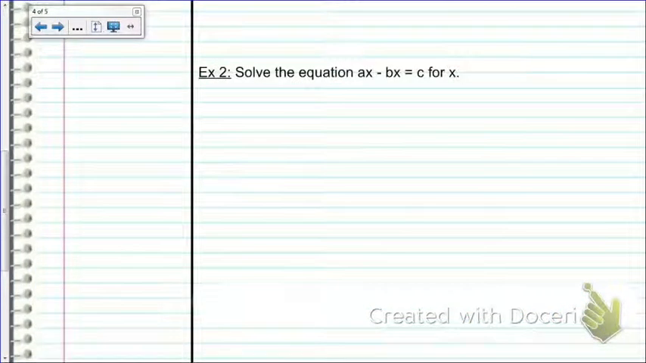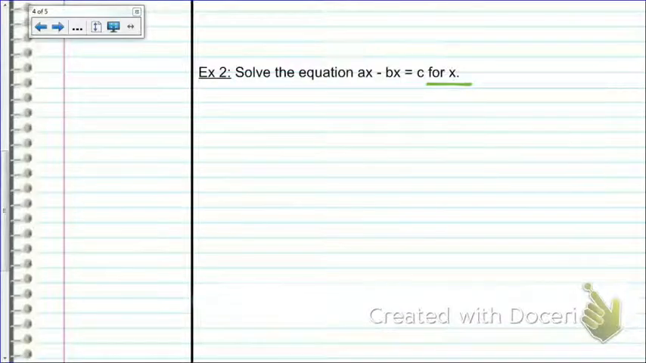So example 2, I give you the equation ax minus bx equals c, and I want you to solve for x. Is our answer going to have actual numbers in it? No, that's okay. Our answer won't have actual numbers in it because our equation doesn't have numbers in it. But we are going to try and isolate the variable x. So let's think about what we could do here. Look at the equation. What do you notice?